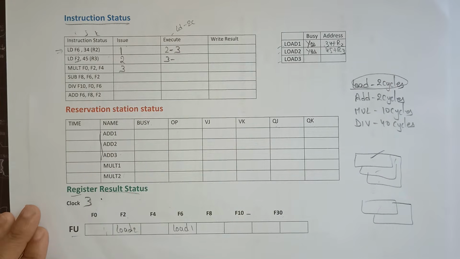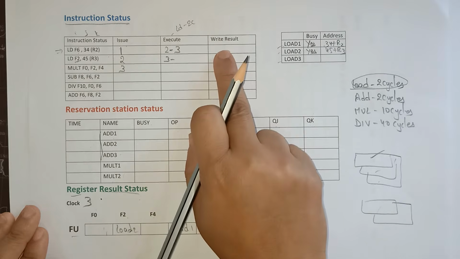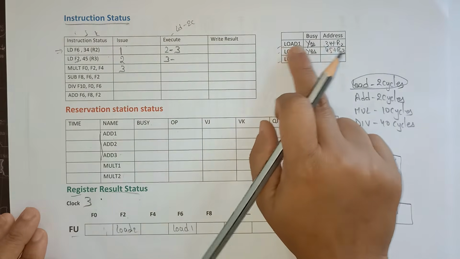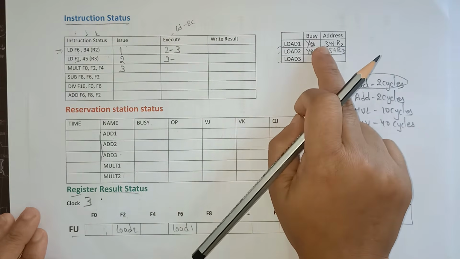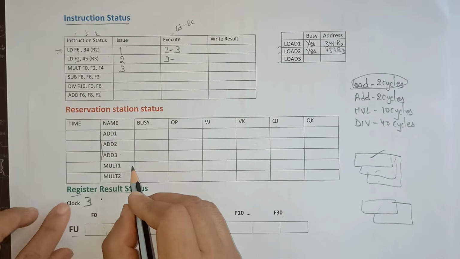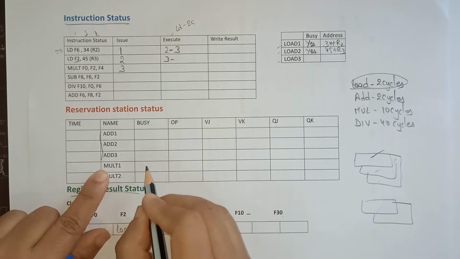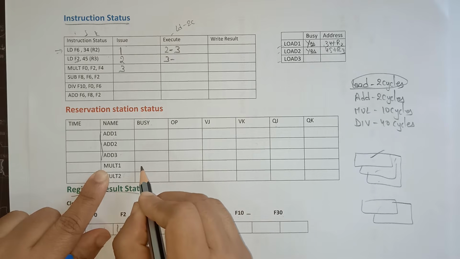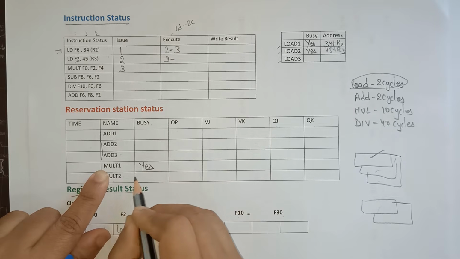Okay, load 2 starts its execution. Still it has not written the result. Whenever it writes the result, make load 1 free. So multiplication starts its execution. So what do I have to write in the reservation station? Okay, in the reservation station, the multiplier is busy.